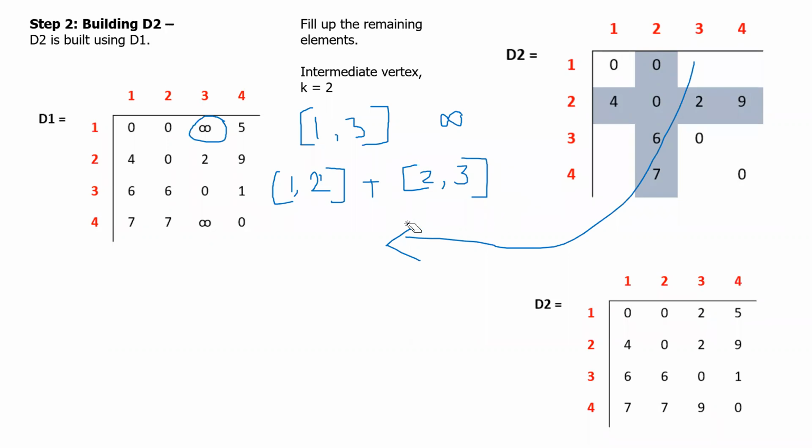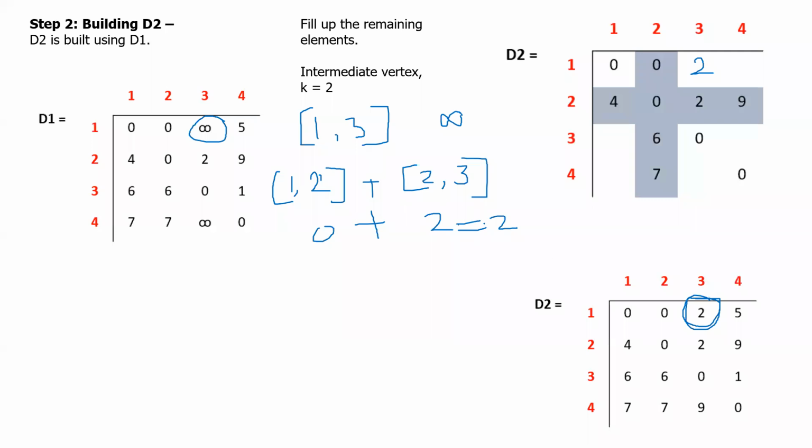Okay, so for that, what is the distance from 1 to 2? 1 to 2 is 0. Distance from 2 to 3 is 2. So this is 0 plus 2, which is equal to 2. Now, among these two values, infinity and 2, whichever is the minimum value, I am going to fill it up here. That is how I got this value 2 in the matrix.